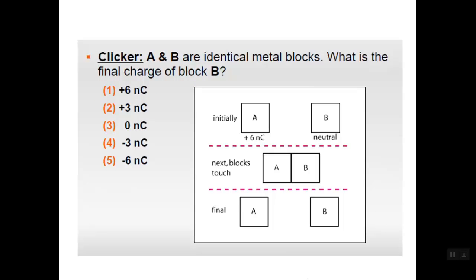Let's look at this question, which involves charging by contact. The charging sequence is as follows. First, we have two separate metal blocks that are identical in composition. The left one has a positive charge of 6 nanocoulombs and the right one is neutral. Next, we place the two blocks in contact, then allow them to come into equilibrium.